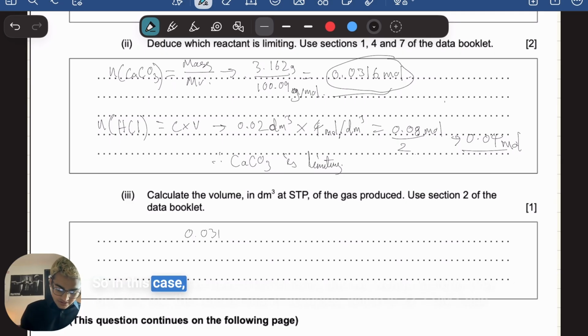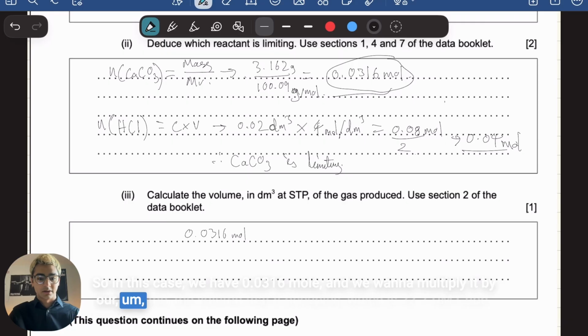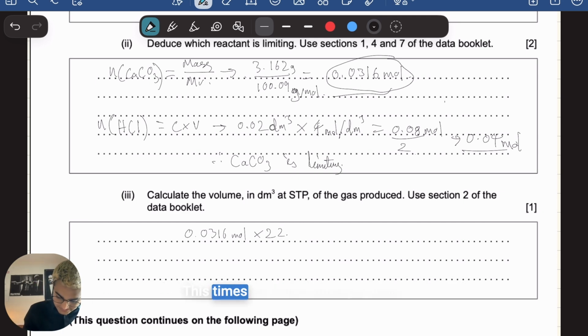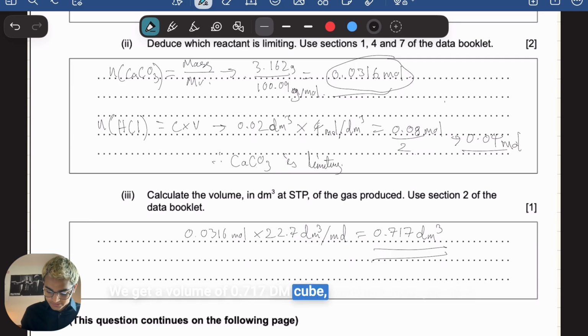So in this case, we have 0.0316 mole. And we want to multiply it by the volume that it occupies, which is 22.7 dm cubed. So this times 22.7 dm cubed per mole, we get a volume of 0.717 dm cubed. And that's how you do it.